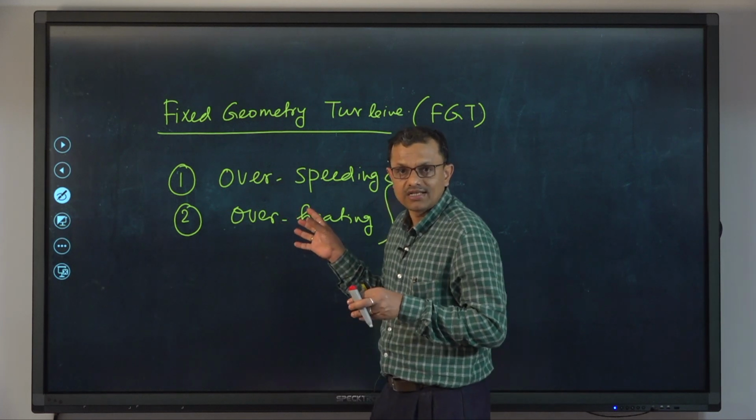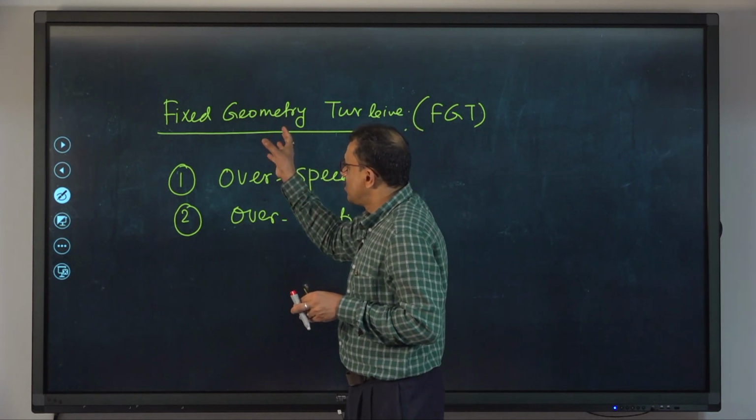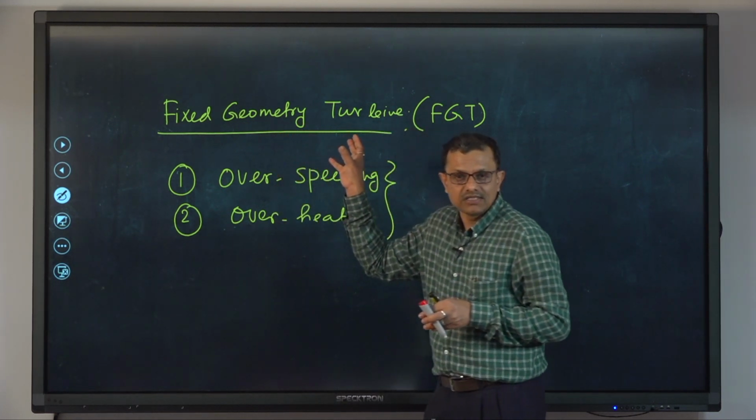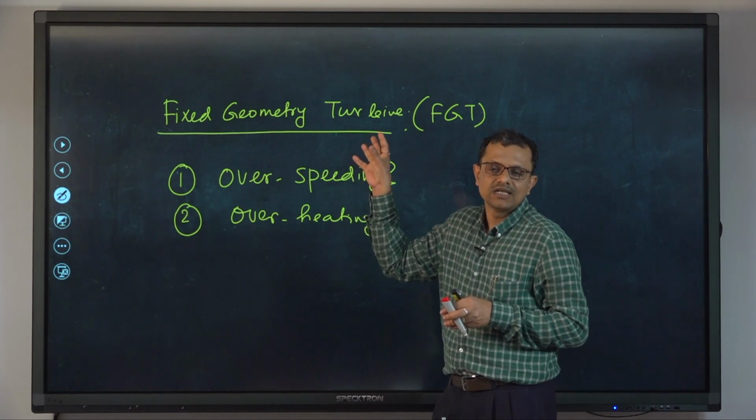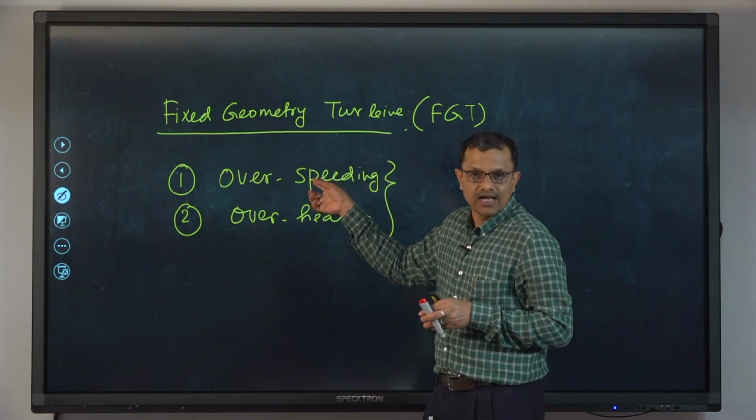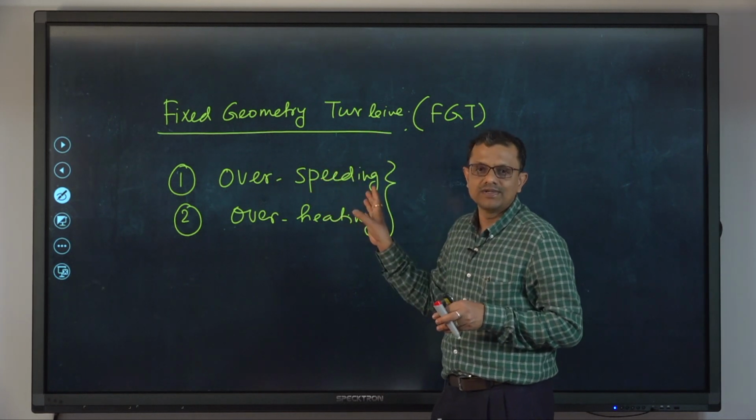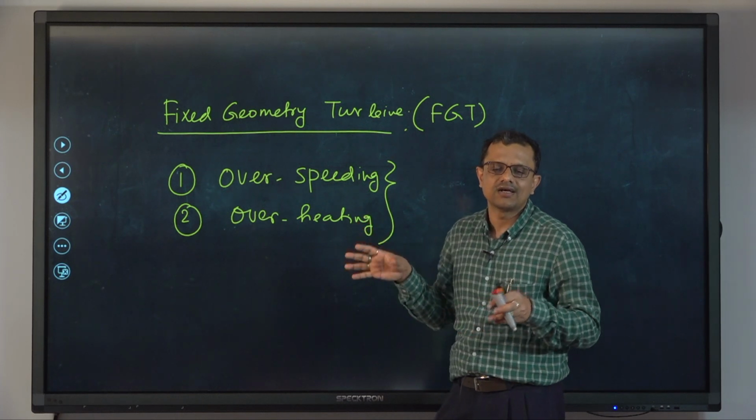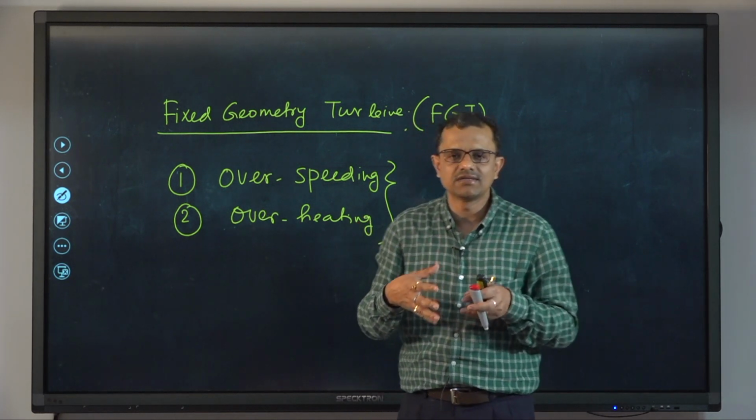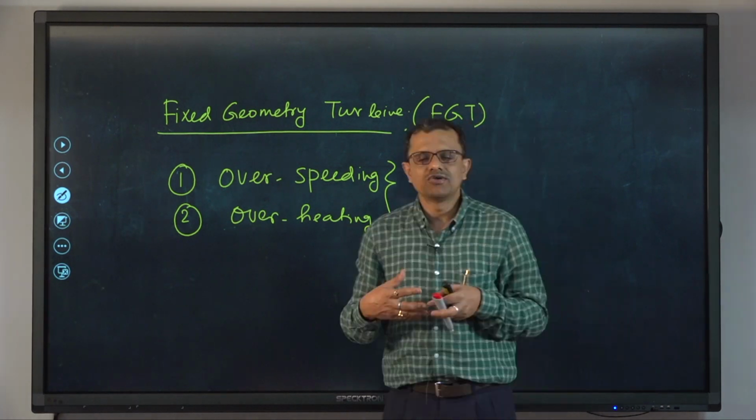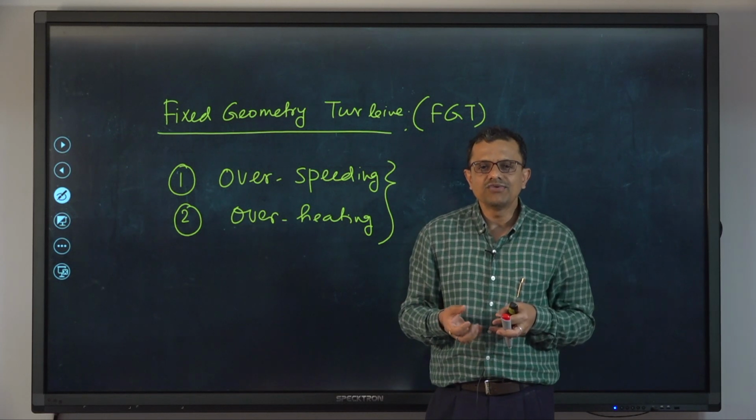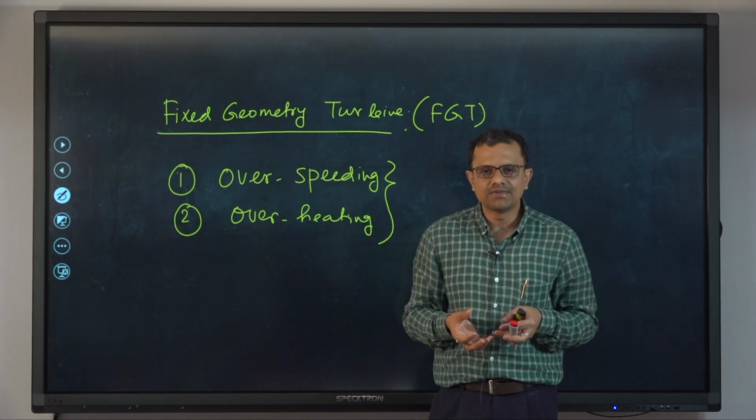So, essentially you can understand that the fixed geometry turbine used in a turbocharger cannot be operated at high speed, otherwise these two problematic issues will arise, and rotating parts or several parts of the engine will become non-functional. So, what do we need to do? We need to reduce the speed.